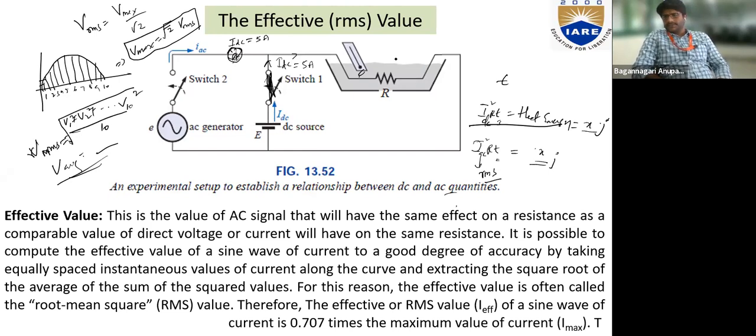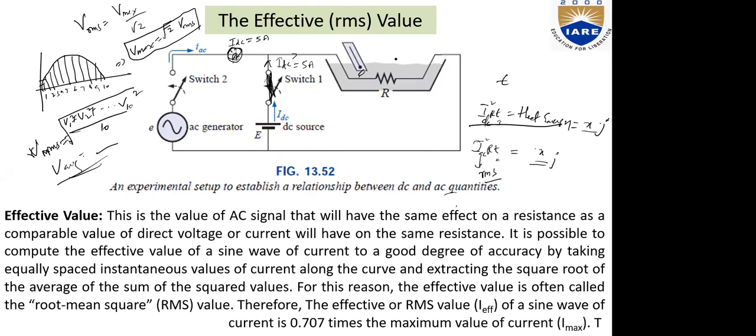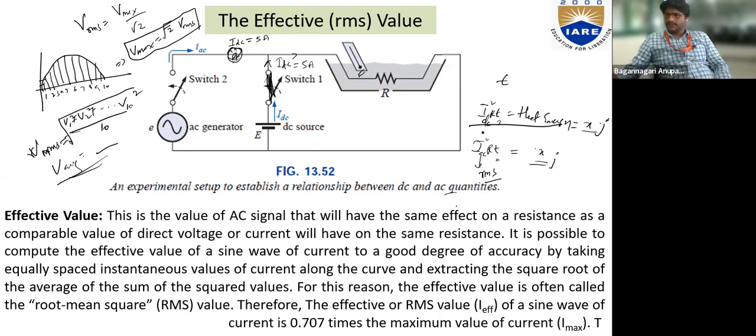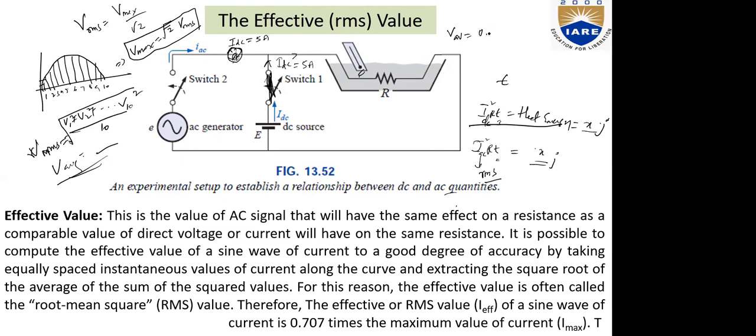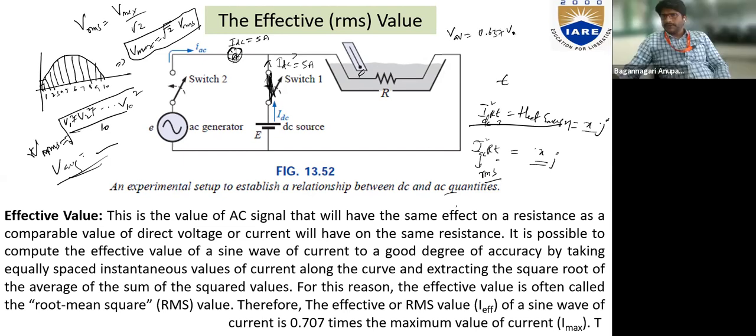So these are the equations we have, right? Yes. We can represent the average value in terms of maximum. What is the equation we wrote? V average is equal to 0.637 V maximum. Similarly, V RMS is 0.707 of V maximum.